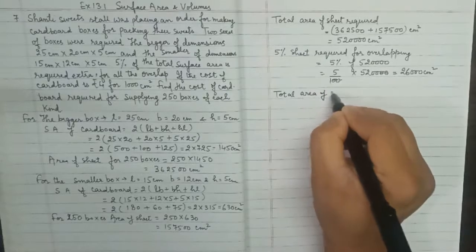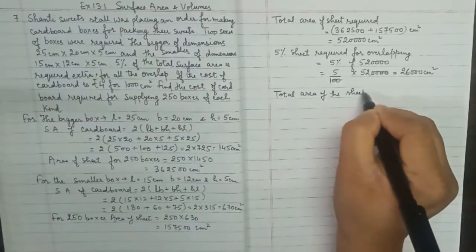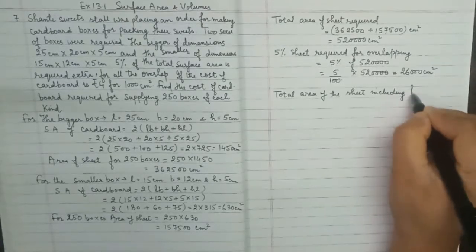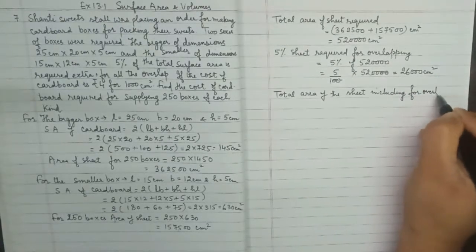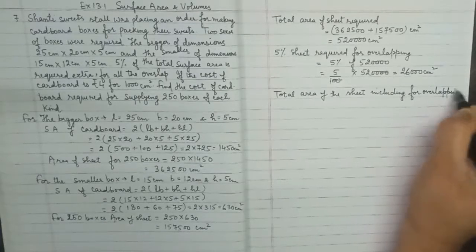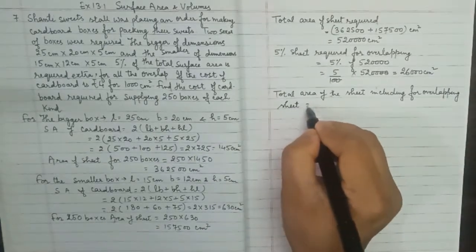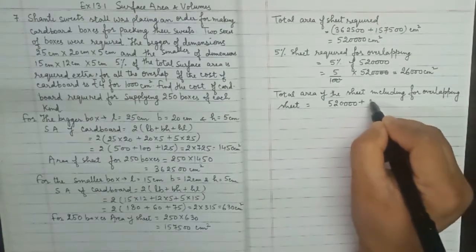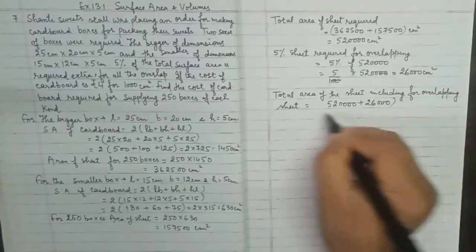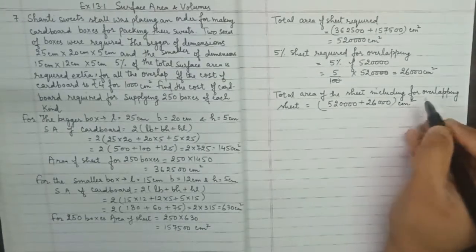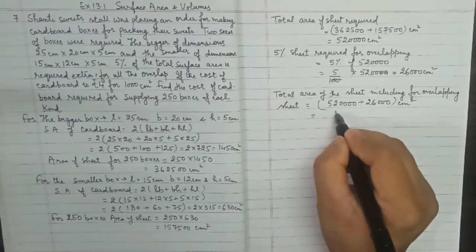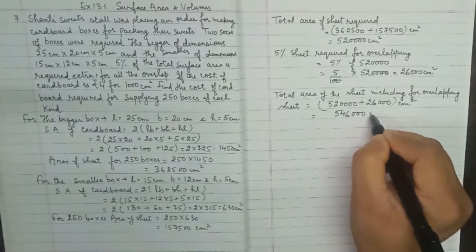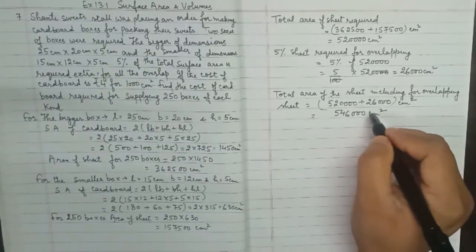The total area of the sheet, including the sheet for overlapping, will be equal to 520,000 plus 26,000 centimeter square, which is equal to 546,000 centimeter square. Now cost of cardboard.